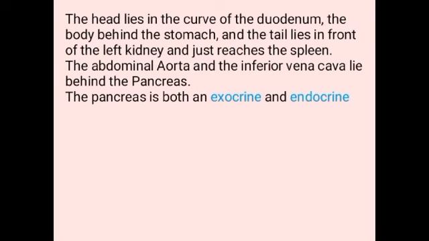Now we're saying that the head lies in the curve of the duodenum, just like we have already demonstrated, behind the stomach, and the body is going to be found behind the stomach, and the tail lies just in front of the kidney, and it reaches up to the level of the spleen. The abdominal aorta and the inferior vena cava lie behind the pancreas. The other thing that you need to understand is that, apart from the structure we've already mentioned, this pancreas has two functions that it plays in the body.